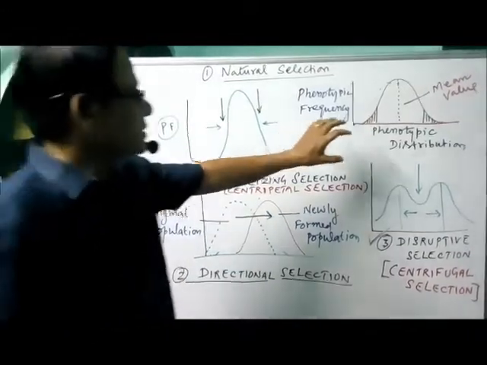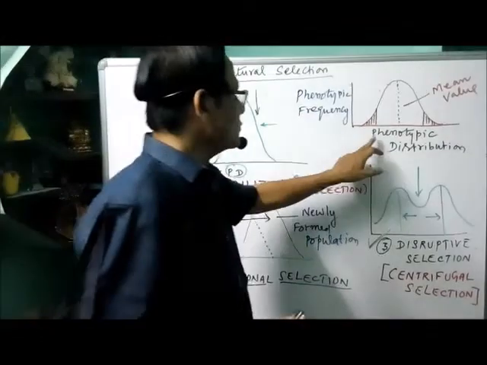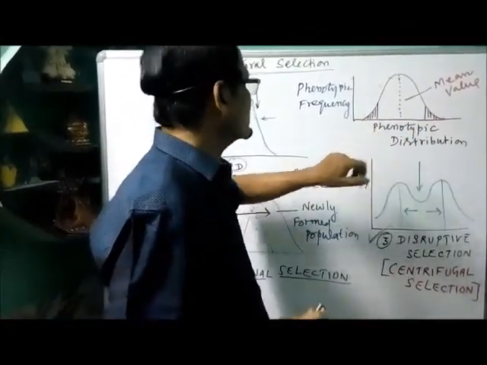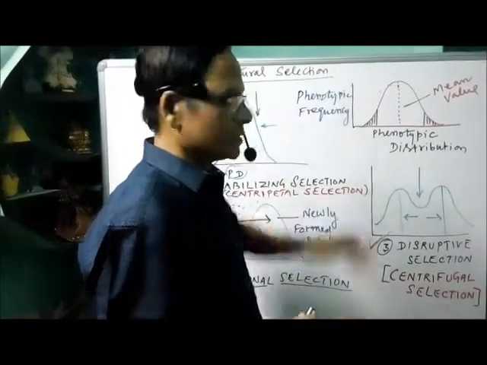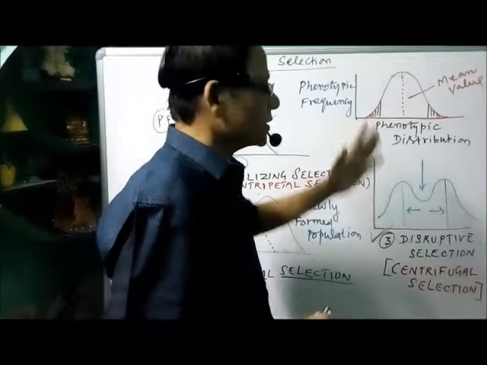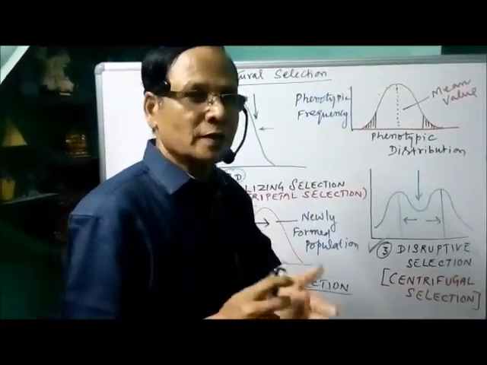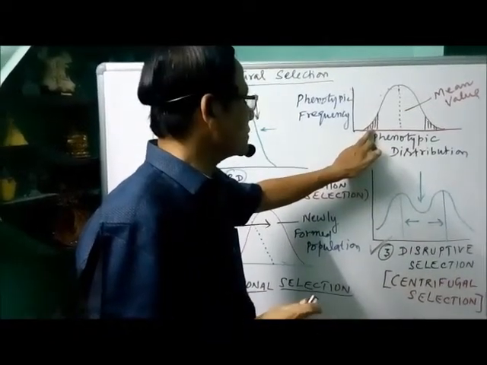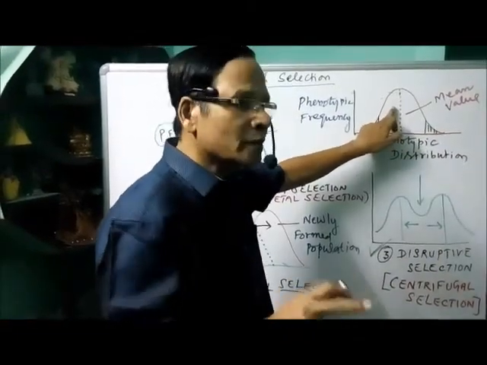Now here I am just drawing a graph, taking phenotypic distribution in the x-axis, and phenotypic frequency, the number of individuals, in the y-axis. Now I am taking, for example, the length of neck in giraffe. There are 3 different neck lengths. One, a short. I represented here one extreme. Another one long, another extreme. And we have the medium sized neck.